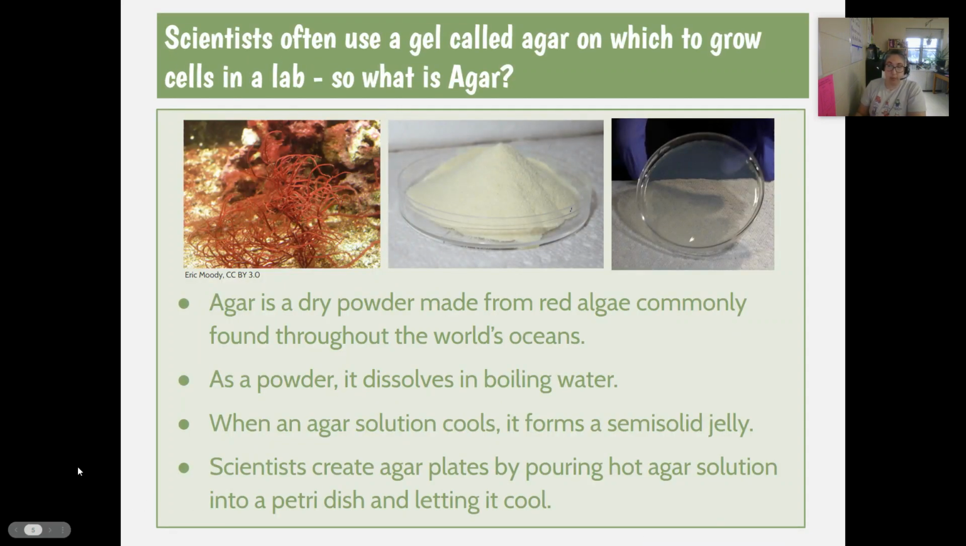So scientists, when they want to study things like bacteria, use a gel called agar in which to grow cells in the lab. So what the heck is agar? Agar is a dry powder made from the red algae commonly found throughout the world's oceans. This first picture shows our algae. As a powder, it dissolves in boiling water, and when an agar solution cools, it forms a semi-solid jelly. It's like an extra thick jello, basically. When scientists create agar plates by pouring hot agar solution into a petri dish and letting it cool, they can then have a source to grow bacteria on.